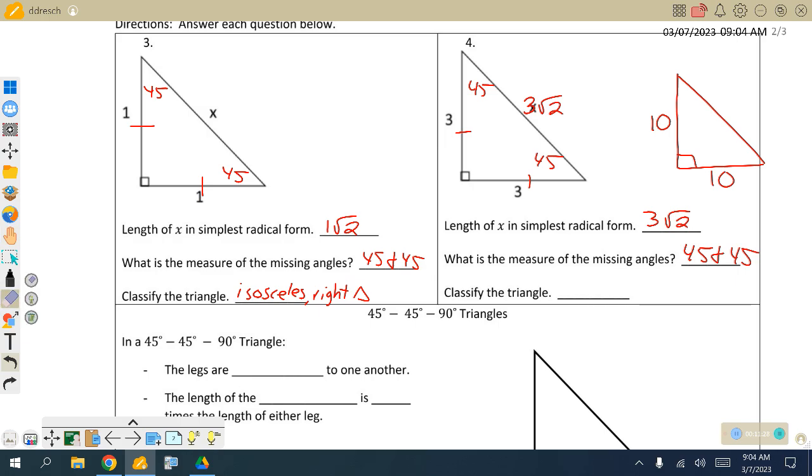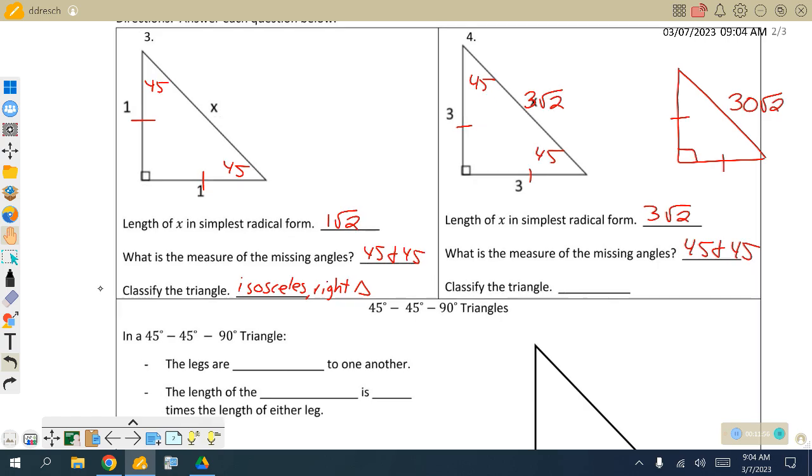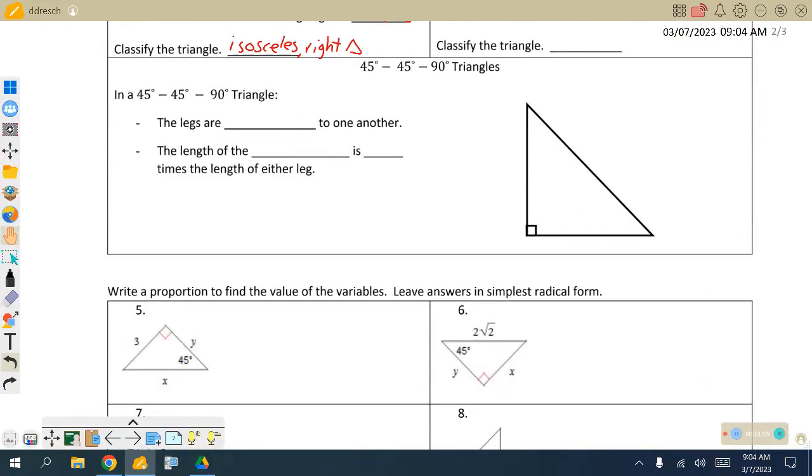Now, if I gave you another one here, and I mark these as isosceles right, let's go a little bit further, and let's say this was 30 root 2, and I asked you to go backwards. What would the two missing legs be? 30. Right, so we have a pattern happening on these 45, 45, 90 triangles. So let's generalize that pattern.